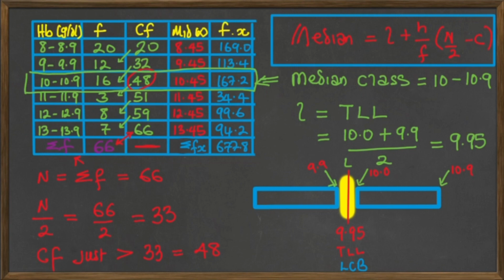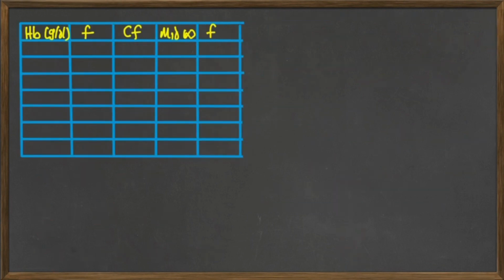This is really, really very simple, and you don't need to show all of this in the table. Just show your calculation and identify where you got this value. So our true lower limit is going to be 9.95, and we're just going to use that to plug it into the equation. So we have our table again.